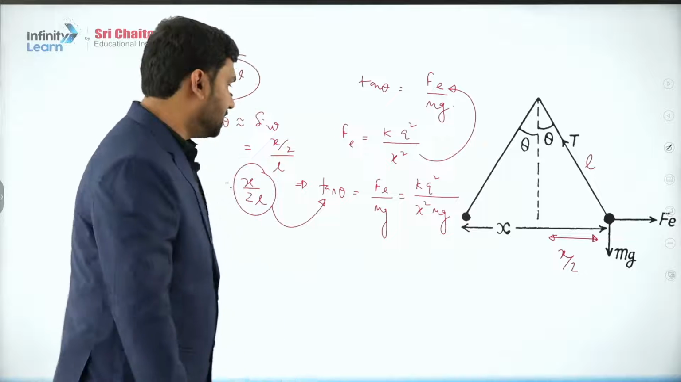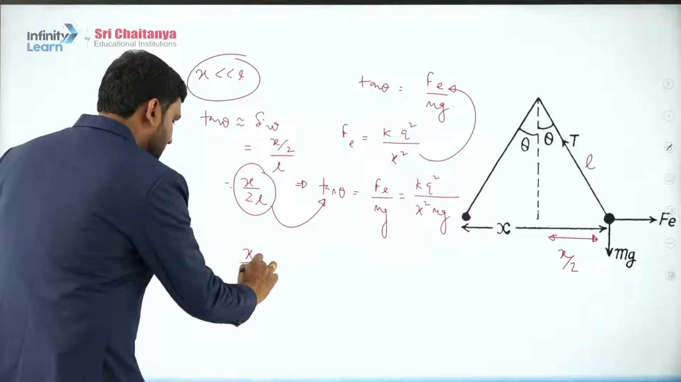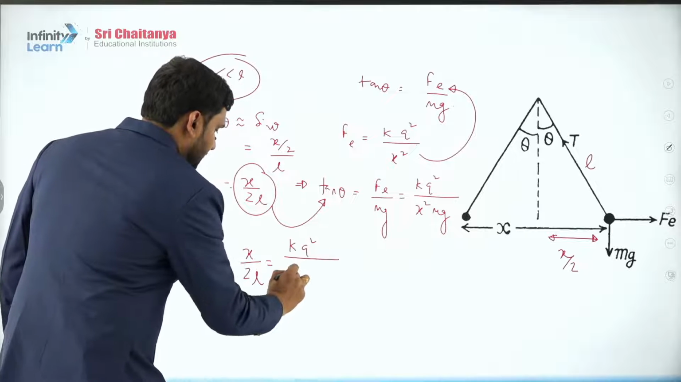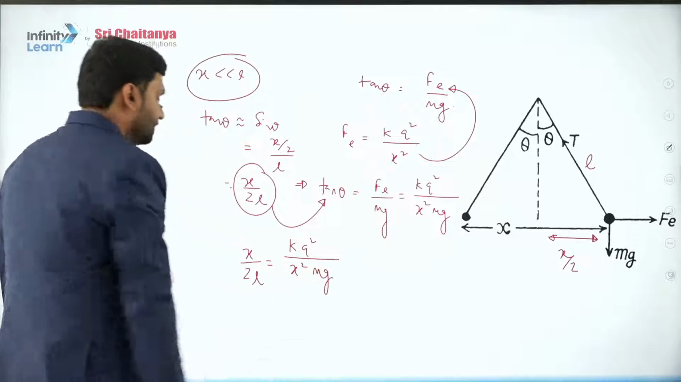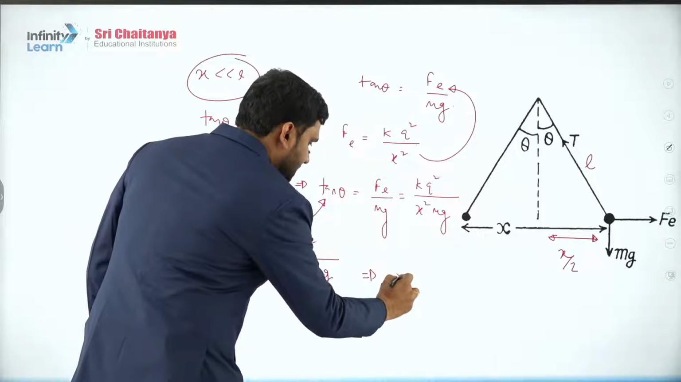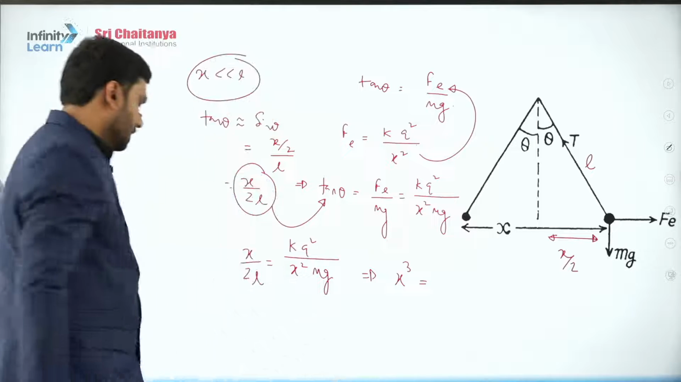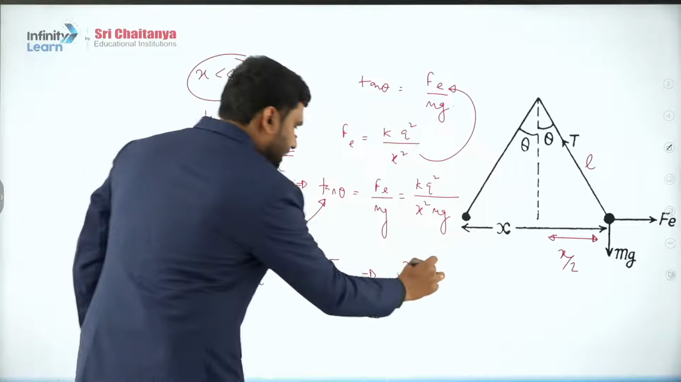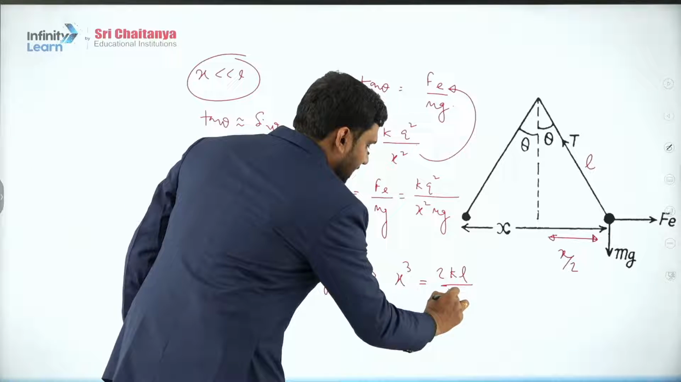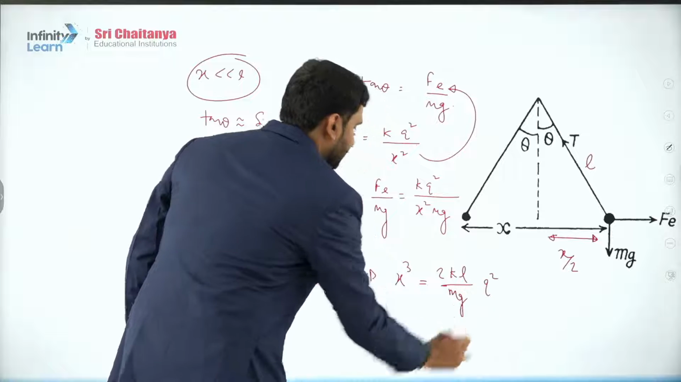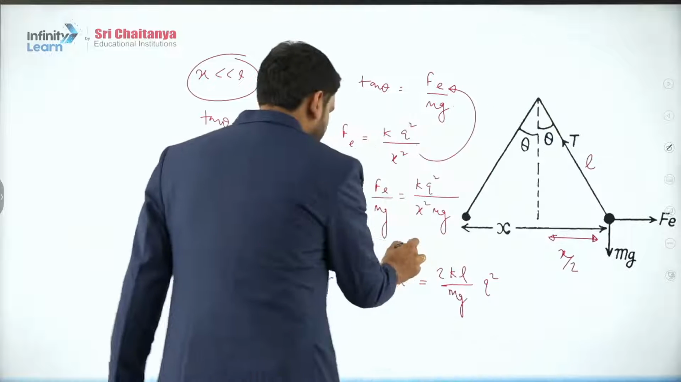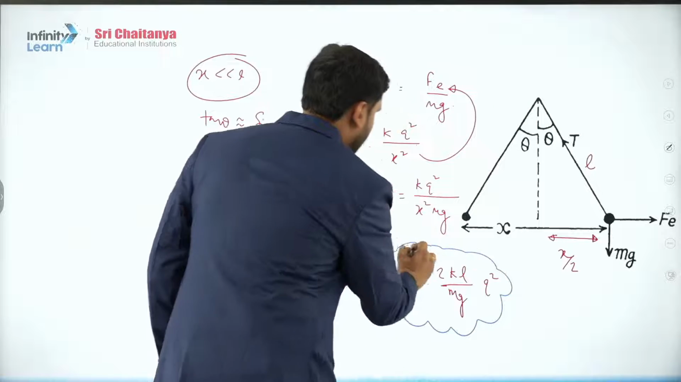If I substitute the result, what am I going to get? I will get x by 2L is equal to k q square by x square mg. Cross multiply and we get x cube is equal to, on the right side you will get a few constants. What are they? 2kL divided by mg into q square. Now this is the standard equation with which we are going to build our story.